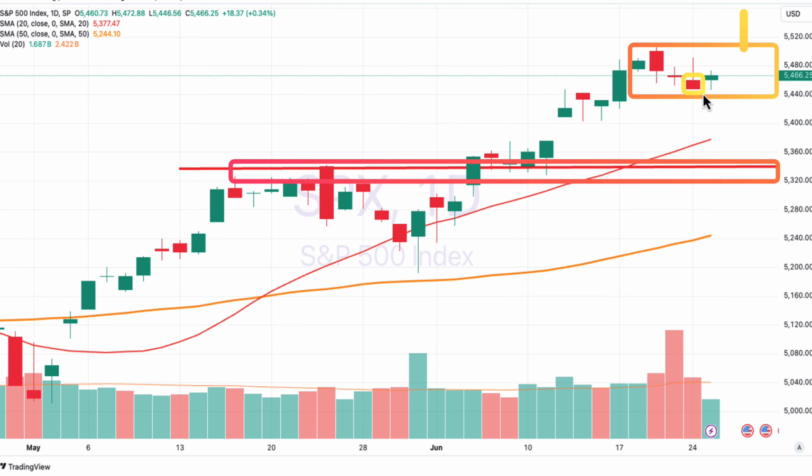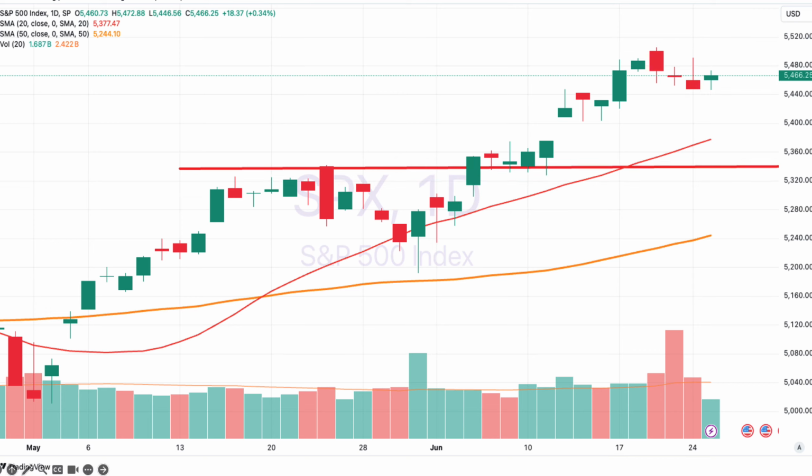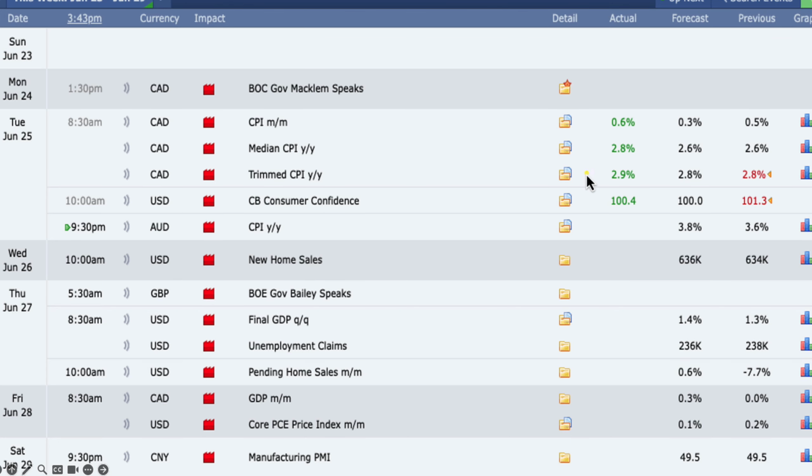Yesterday's candle was quite ugly, and here we are getting an inside candle today. So again, basing price action. I don't really want to be a buyer here, and I don't really want to be a seller here. I think the markets are just consolidating. Now, if you take a look at the schedule, again, we had the CPI behind us.